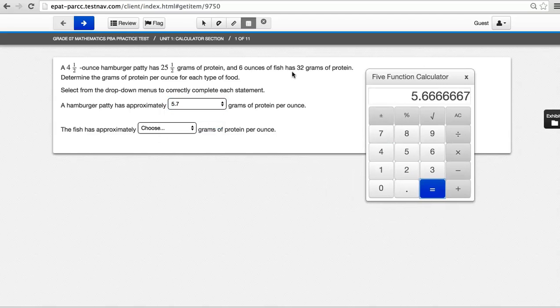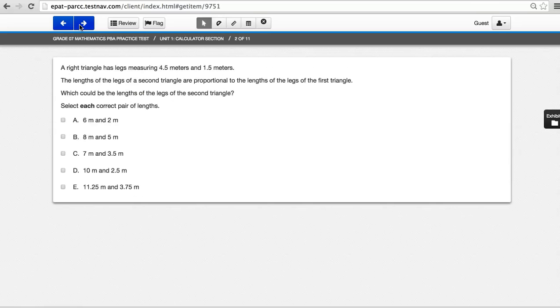For the other question, 32 grams of protein for 6 ounces of fish, we're going to take 32 and divide it by 6 for the fish, and we'll get 5.3. Let's go ahead and select 5.3. When you're done with the 5-function calculator, you can go ahead and close it and then click the next button.